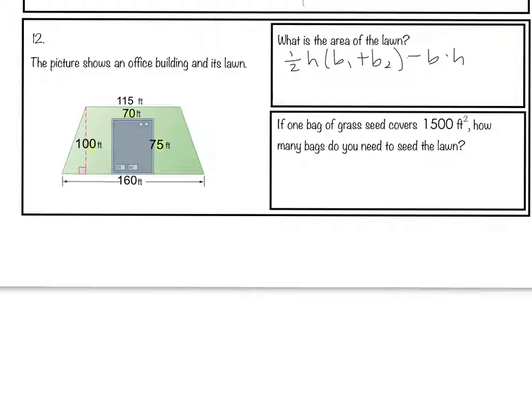So now let's figure out all the numbers that we need. And I have 1/2 the height, which is 100, times base 1, which is 115, plus base 2, which is 160, minus the base of my office, which is 70, times the height, which is 75. And I can type that in my calculator, the first portion of 1/2 times 100 times 115 plus 160.